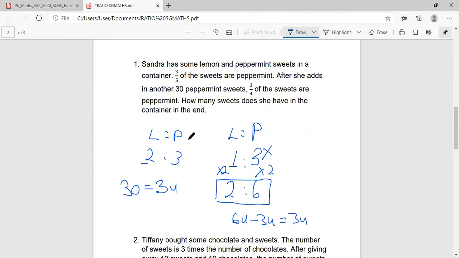That means in the actual number, I add in 30 peppermint. And in the ratio world, I actually add in 3 units. 3 plus 3 units equal to 6 units. So 30 equal to 3 units. So 1 unit equal to 10. The question asks how many sweets does she have in the container in the end. In the end, it has 6 units plus 2 units, 8 units. 8 units equal to 8 times 10, 80 sweets. So my final answer is 80.